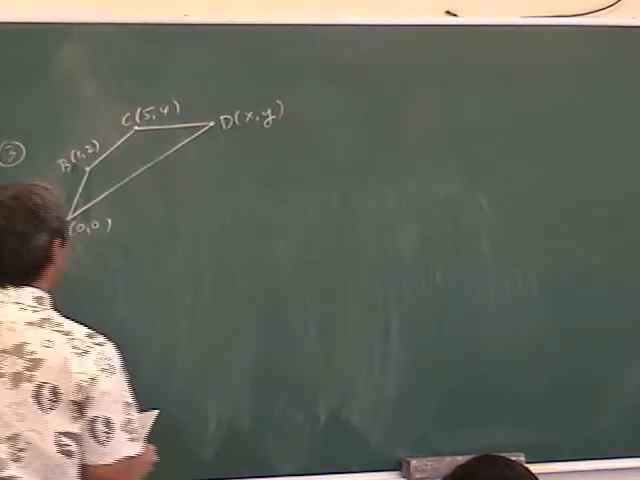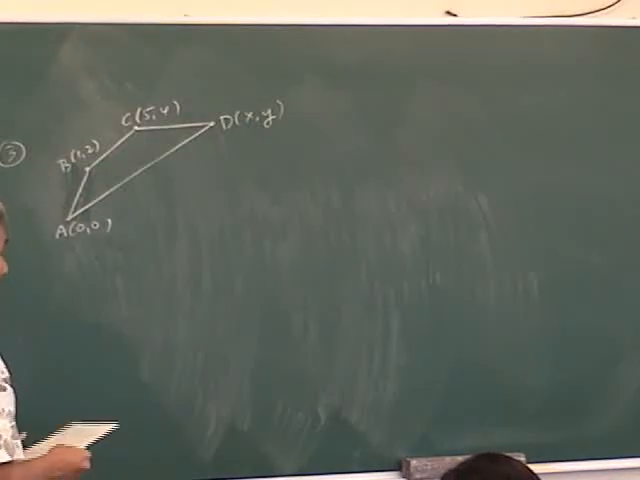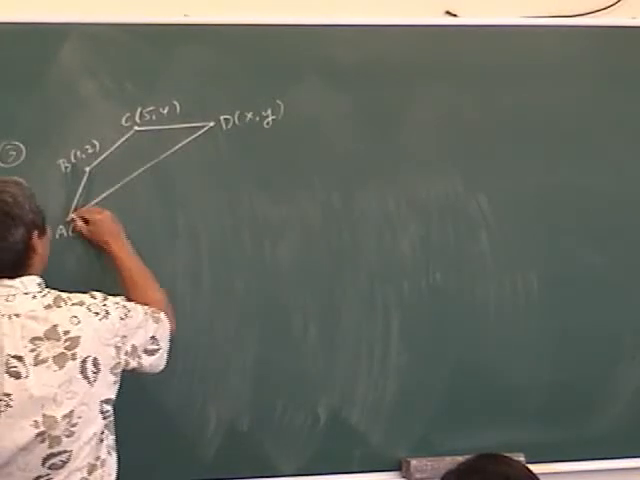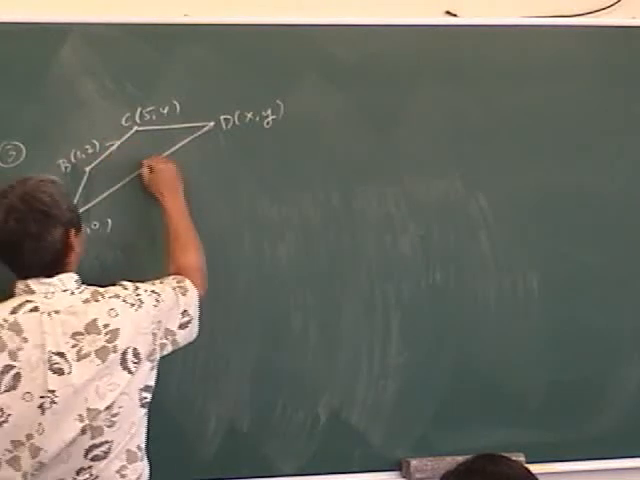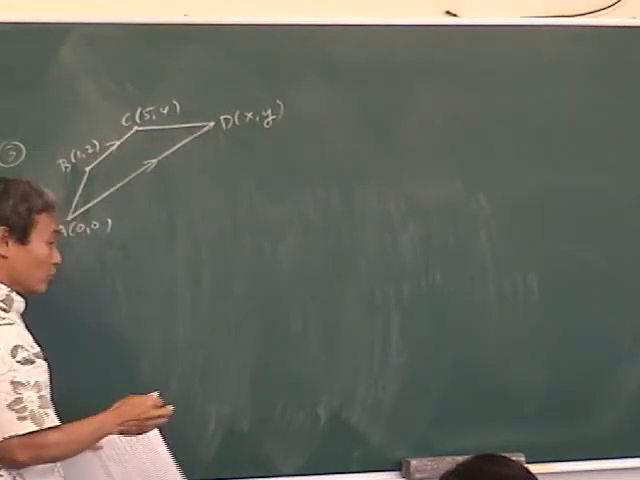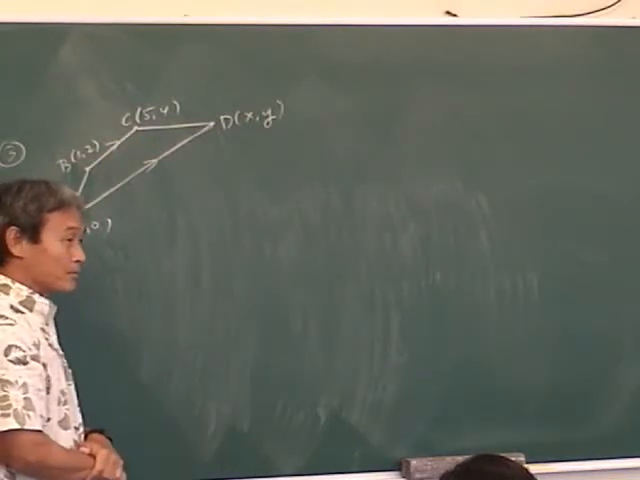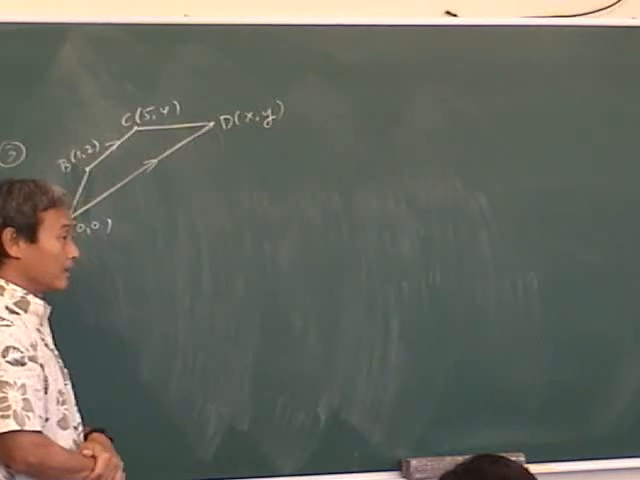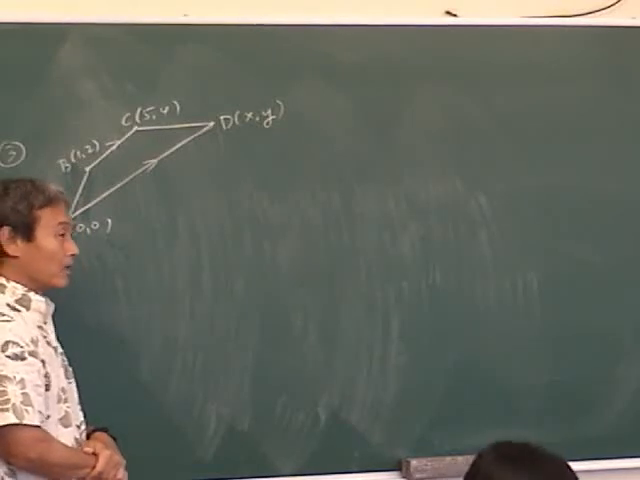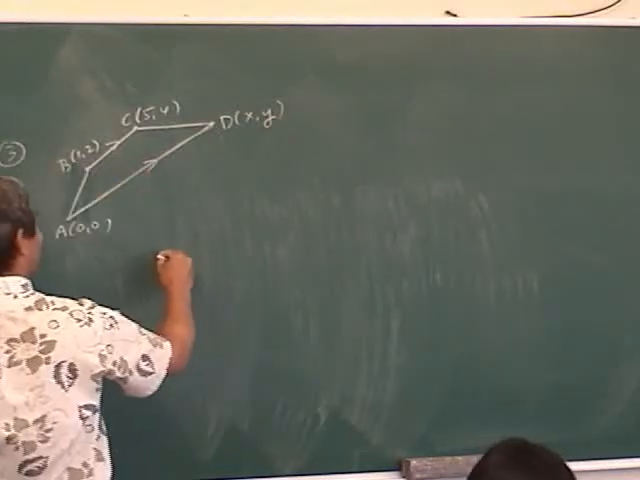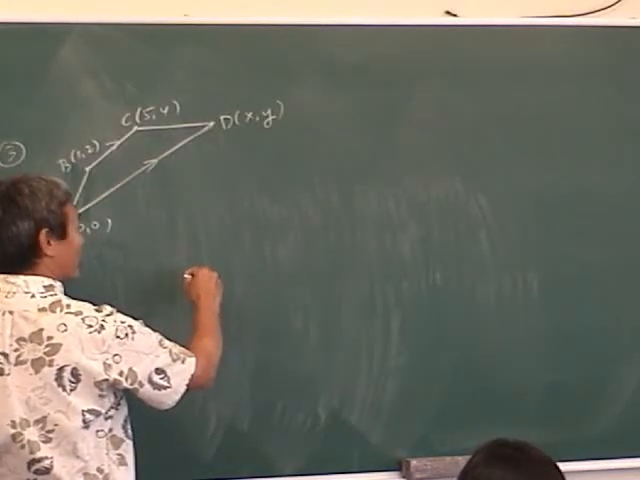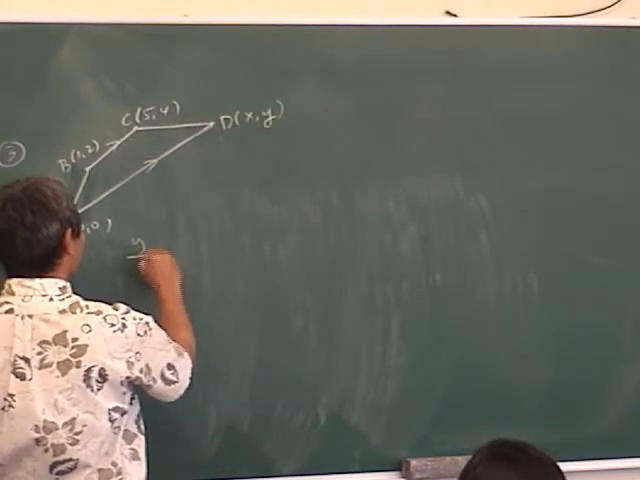Okay, now this is an isosceles trapezoid. Now, if this is a trapezoid, what can you say about AD and BC? They have to be parallel. And what makes two segments parallel? Their slopes must be equal. So how do you find the slope between A and D? Use the slope formula. Y minus 0 over x minus 0.